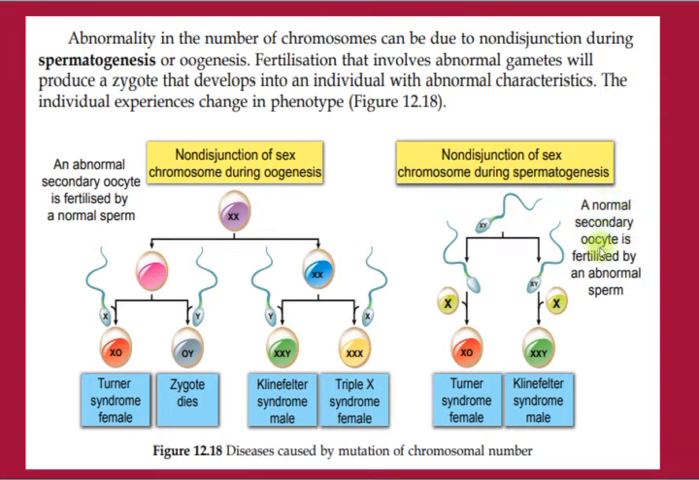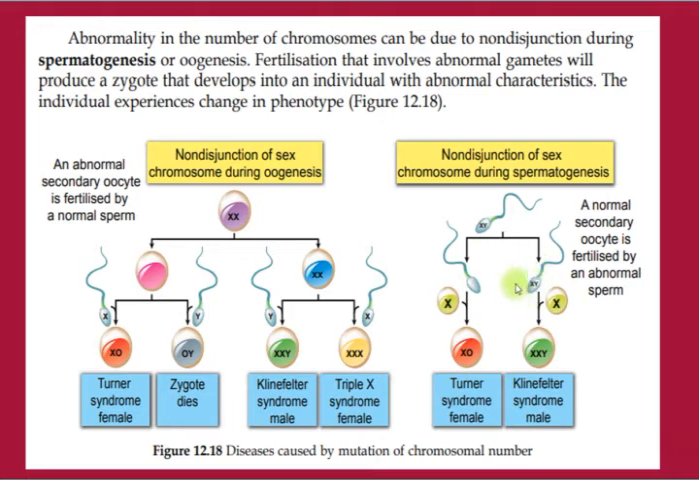Then we go to non-disjunction of the sex chromosomes during spermatogenesis, during the formation of the sperm. A normal secondary oocyte is fertilized by an abnormal sperm. The sperm produced is abnormal because this sperm does not carry any sex chromosome, while this sperm carries both sex chromosomes, X and Y. If fertilization occurs between the sperm with no sex chromosome and the normal secondary oocyte, it produces a zygote with XO, which also causes Turner syndrome in female.